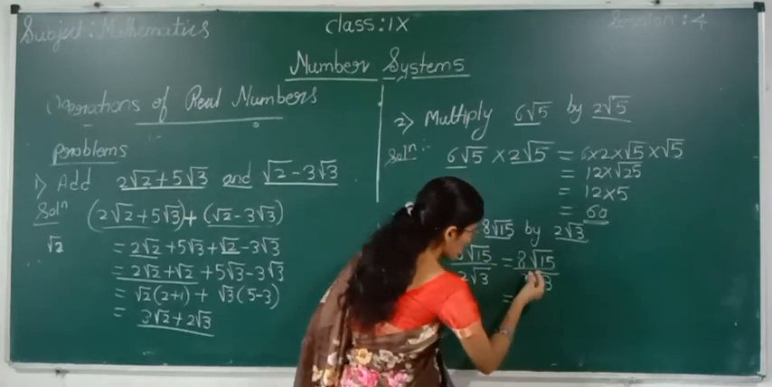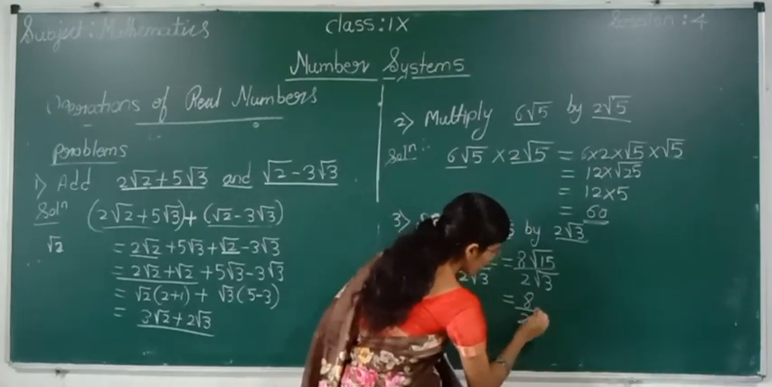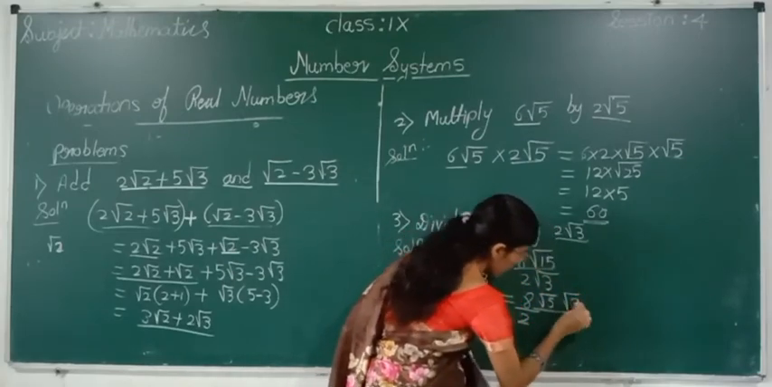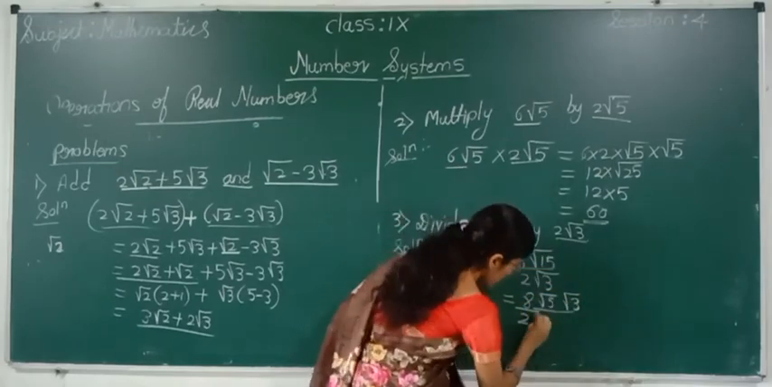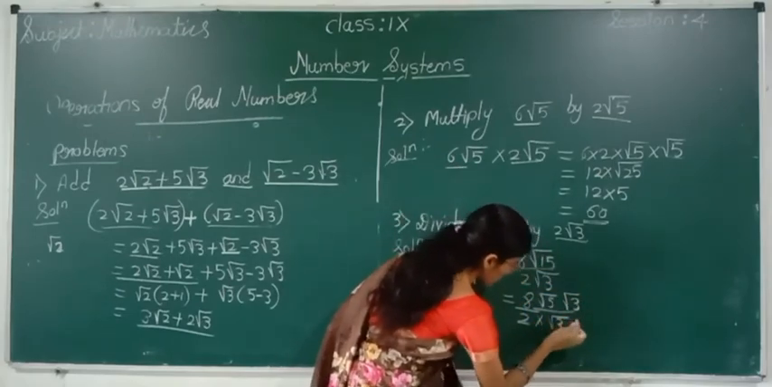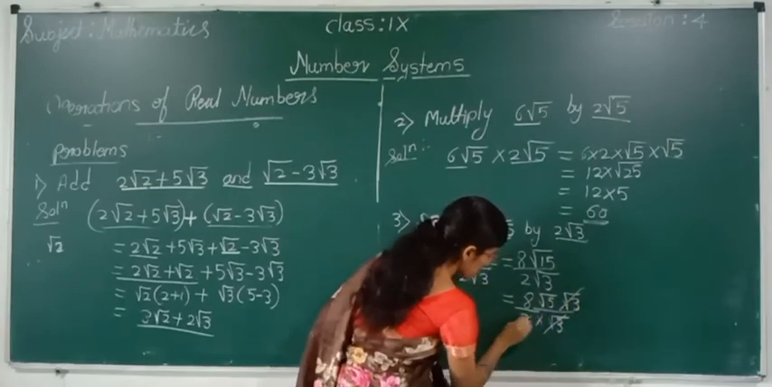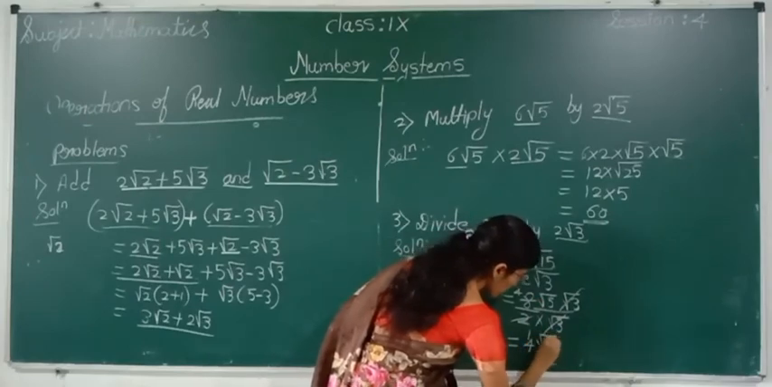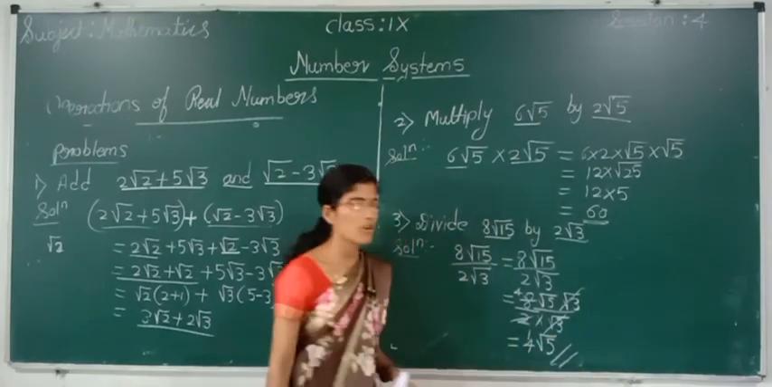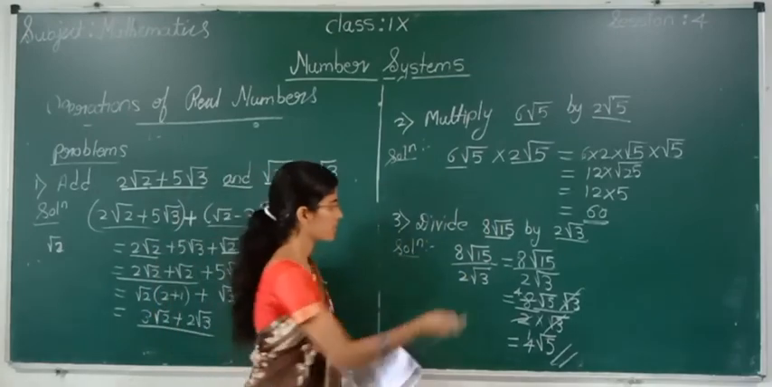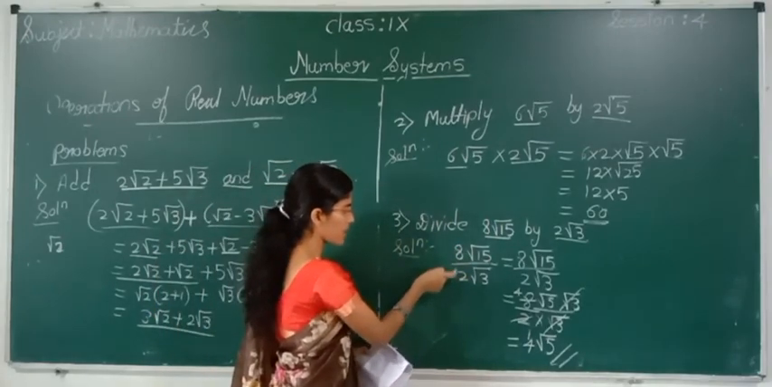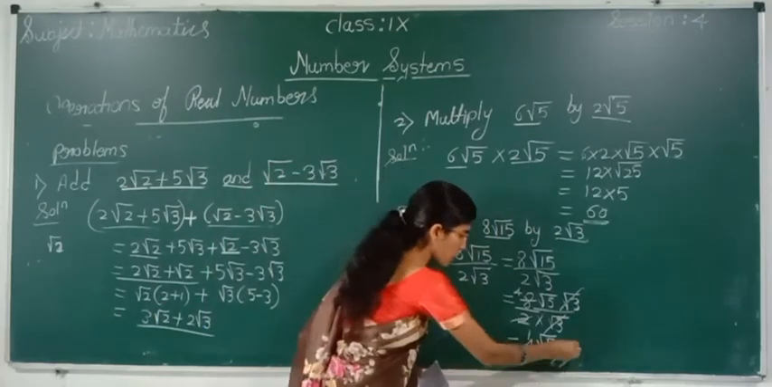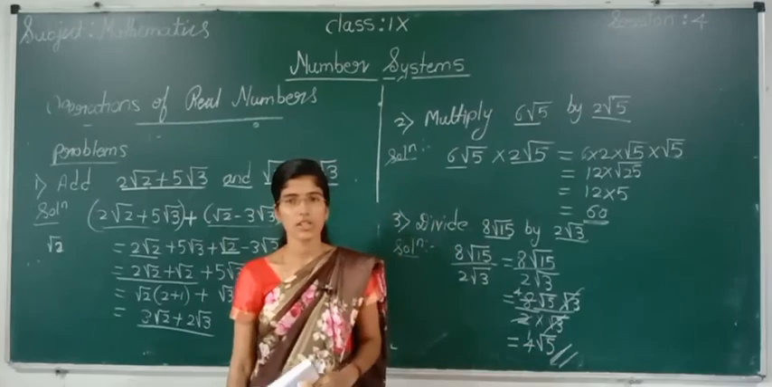Now see, 8 by 2, and this 15 can be written as root 5 times root 3. Yes or no? 5 3s are 15. Here, divided by root 3, root 3 will get cancelled. 2 1s are 2, 2 4s are 8. The answer is 4 root 5. What can we conclude from here? We take two irrational numbers and perform division. The outcome we got is again an irrational number.